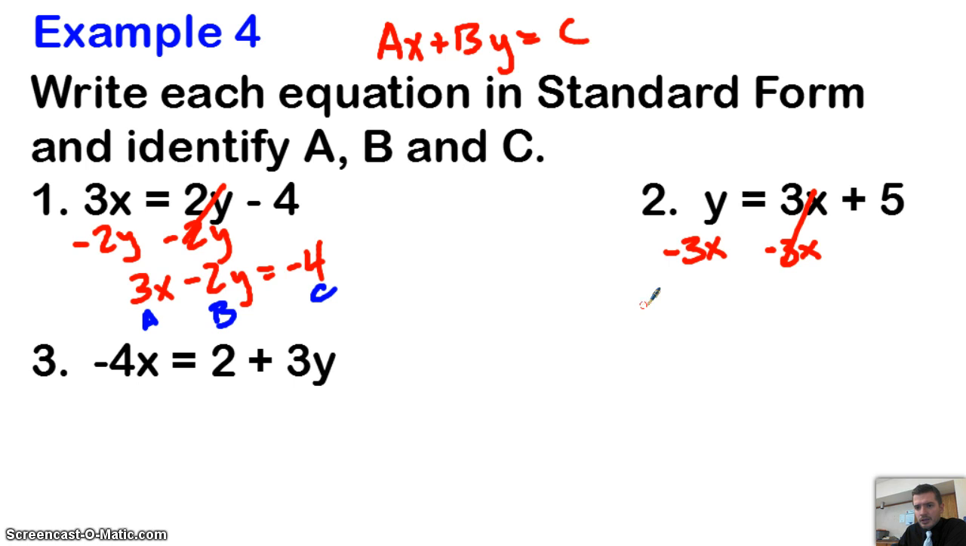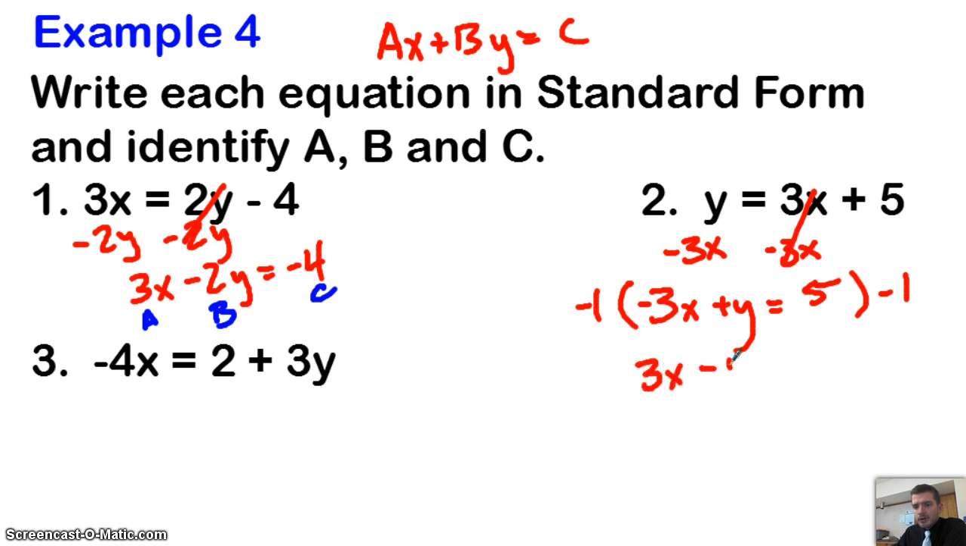So this will be negative 3x plus y equals 5. Now we're not quite in standard form yet. Remember that a has to be greater than 0. Okay, it cannot be negative here. So what I'm going to do is multiply everything by negative 1. So this will be positive 3x minus y equals negative 5.